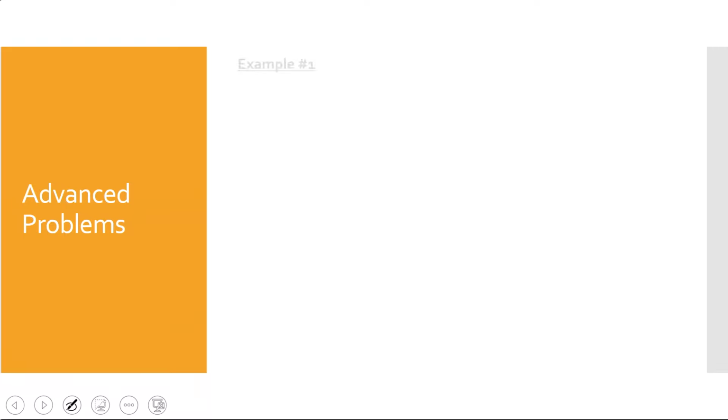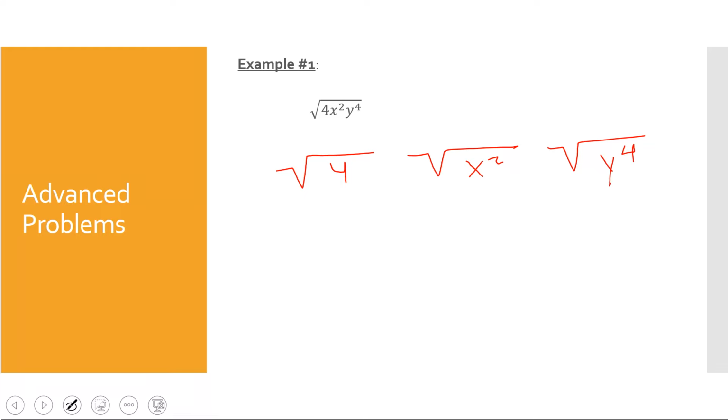Now let's look at a few more advanced problems. So although this looks scary, it's really not. The best way to solve these problems is to break them up. So break it up into the square root of 4, the square root of x squared, and the square root of y to the 4th. Now that first one is easy, right? Because we all know that the square root of 4 is just going to be 2. I'm just going to write that over there. We know that. That one's simple.